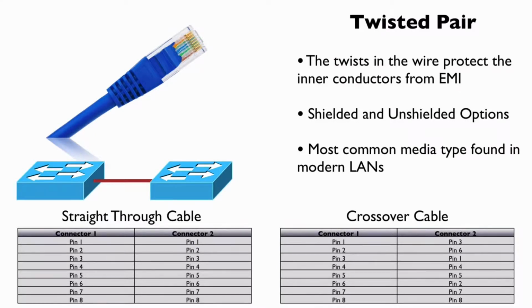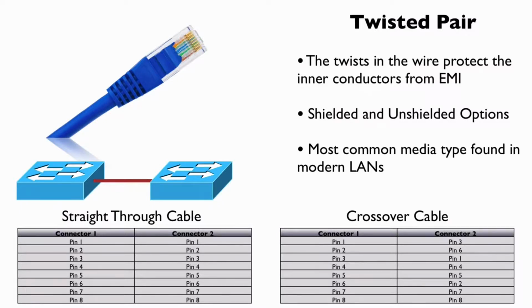A crossover cable takes pins 1 and 2 and connects them to pins 3 and 6 at the far end. And pins 3 and 6 connect to pins 1 and 2 at the far end. That way, the receive pair on one side of the cable gets connected to the transmit pair on the other side of the cable. Transmit goes to receive goes to transmit. We're able to interconnect our switches.